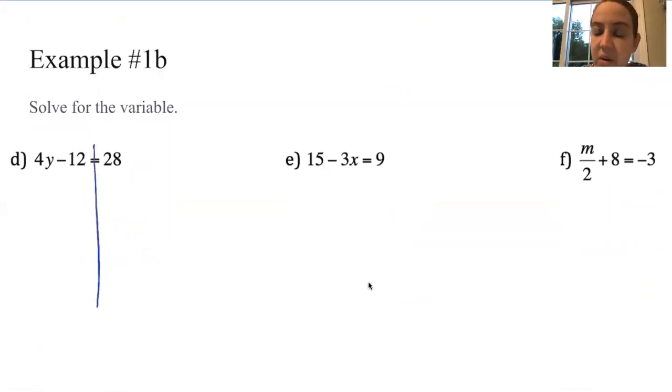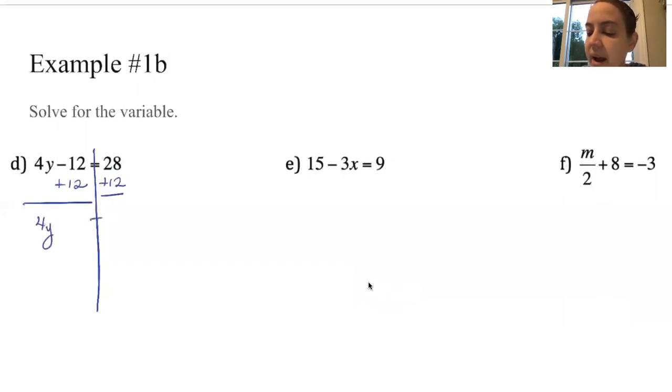Some of you, by the way, have been showing me beautiful work. Keep it up. Add 12 on both sides of the equal sign. You have to keep it balanced. Bring down a 4y. We know that -12 plus 12 cancels out. 28 plus 12 is going to be 40. So 4y equals 40. To solve for y, I divide both sides by 4. Y is equal to 10.